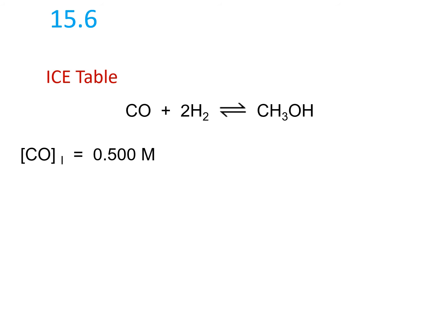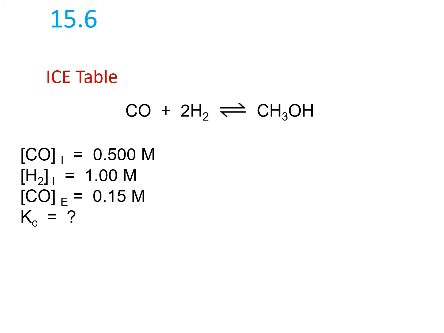We're given an initial amount of carbon monoxide of 0.500 moles per volume, and an initial hydrogen gas concentration of 1 mole, or 1 molarity. We're also given a concentration of carbon monoxide at equilibrium, and we're being asked to come up with the value of our equilibrium constant. With this information, we can actually do this, and I'm going to show you how that works.